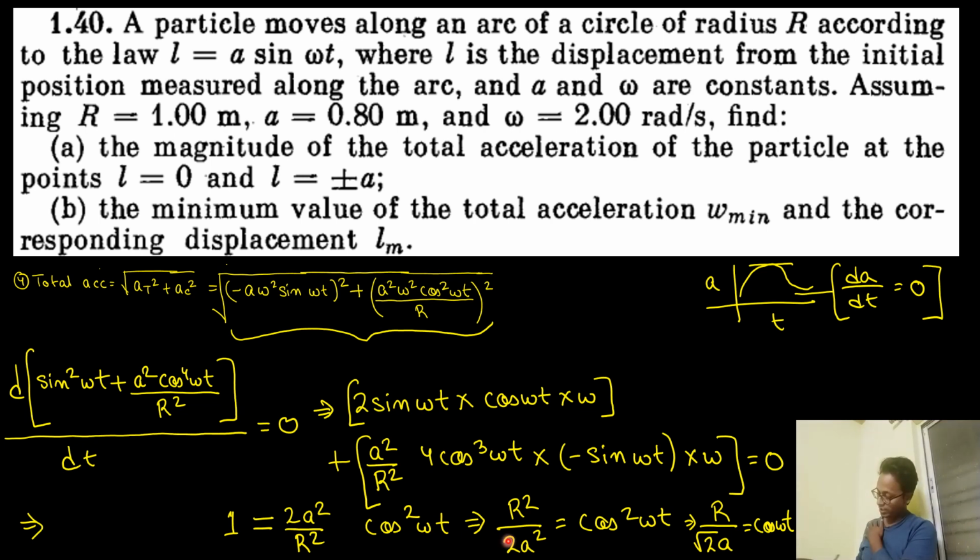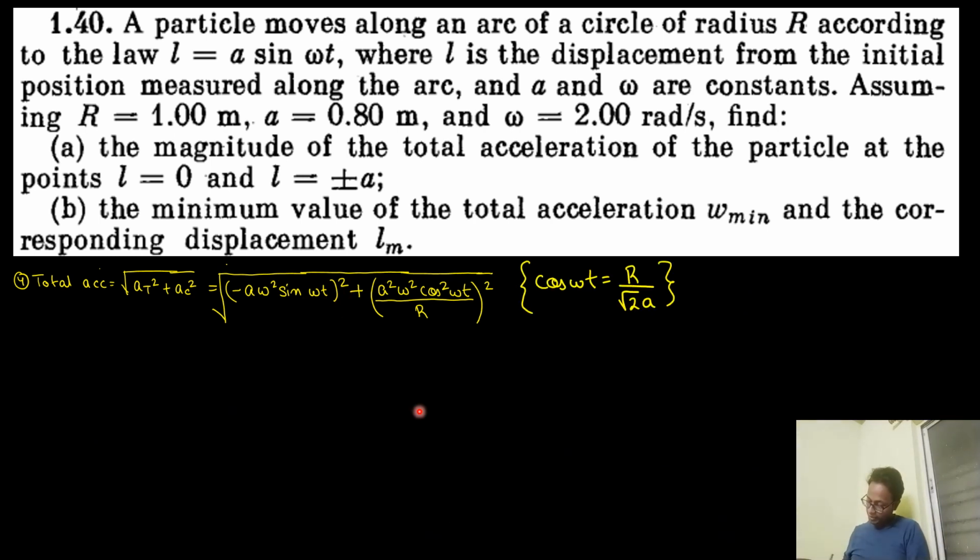Now note out here, I found the value of cos omega t, but the question is asking the minimum value of total acceleration. But the expression for total acceleration is this one. So how do I substitute cos omega t? I can substitute easily out here. But what about sine omega t? For minimum acceleration, the value of cos omega t is equal to r by root 2a. So how do we find the value of total minimum acceleration?